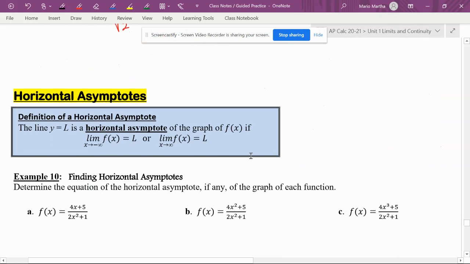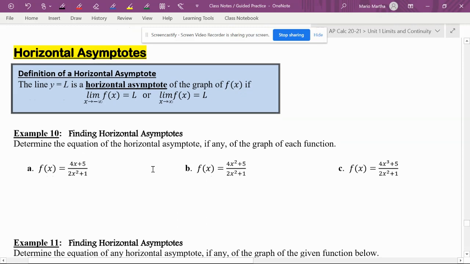All right. Next part, horizontal asymptotes. So the definition of horizontal asymptotes: the line y equals L is a horizontal asymptote of the graph of f of x if the limit as x approaches negative infinity of f of x equals L, and the limit as x approaches positive infinity of f of x is also equal to L.